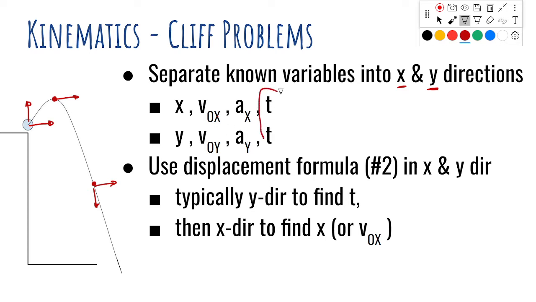This time is going to be the same number right there. So that kind of works in our favor, but everything else is going to be independent. It doesn't have anything to do with the other one. So when we do these cliff problems, usually we're going to have to use the y direction and find time. How long did it take for this thing to fall straight down off of the cliff? Okay, that would be my y direction stuff.